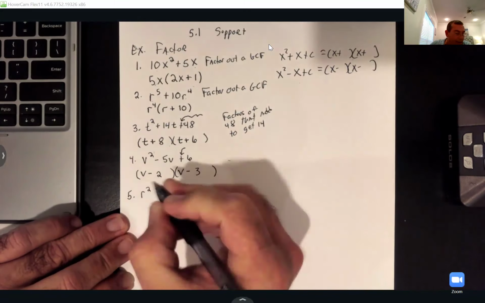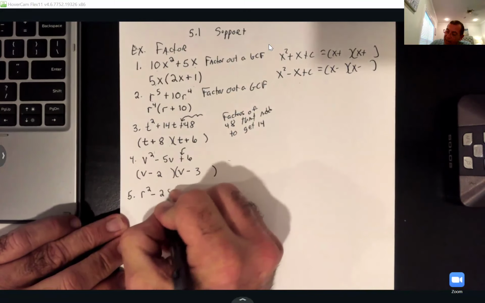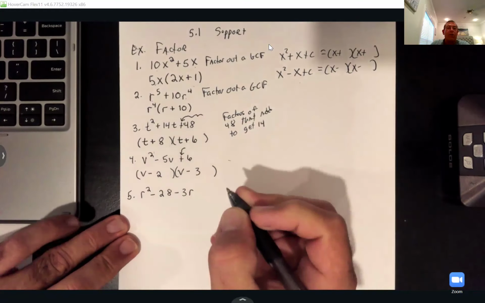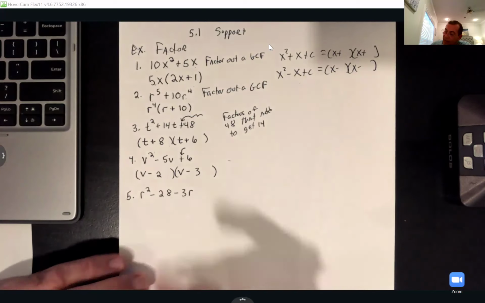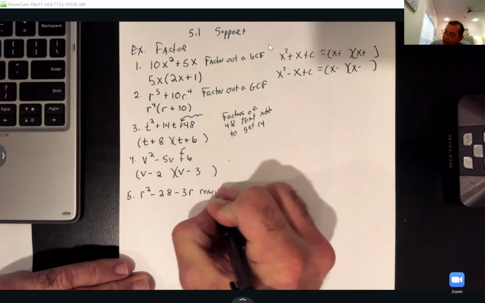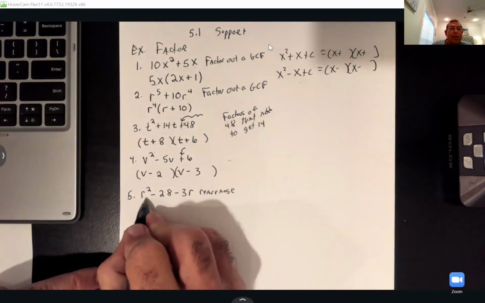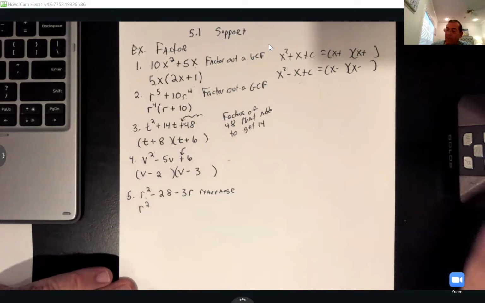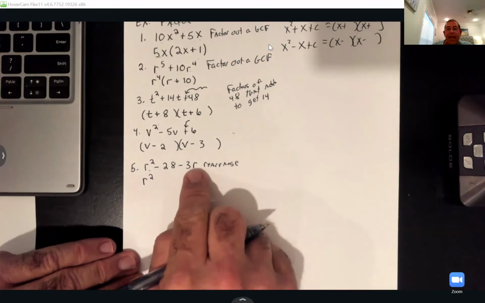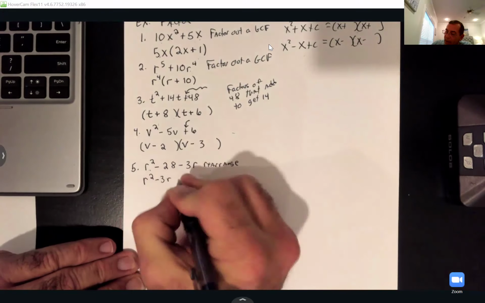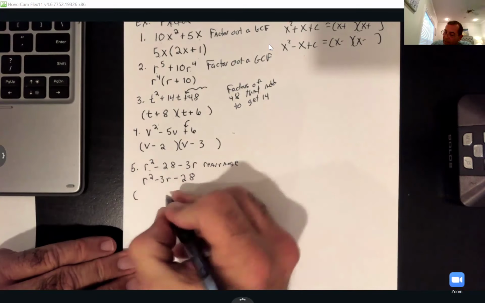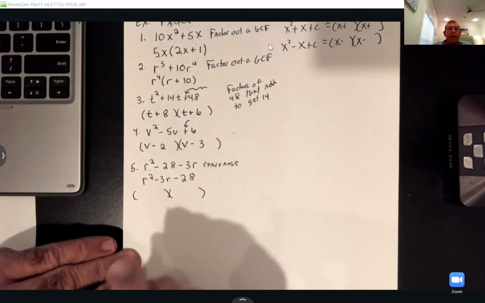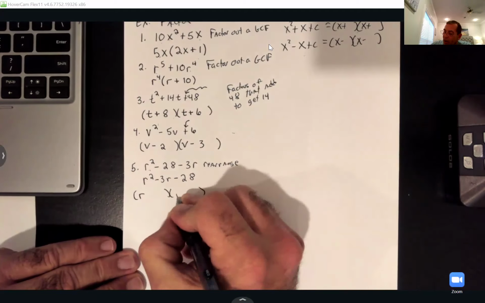All right, r squared minus 28 minus 3r. All right, this one is not ready to be done anything to because it's out of order. So this one needs to be rearranged. So bring down your r squared, then your negative 3r minus your 28. So now we're in order. We got an r squared, so that'll be an r and an r.